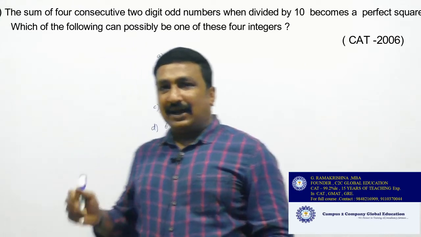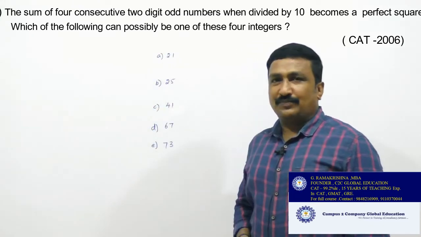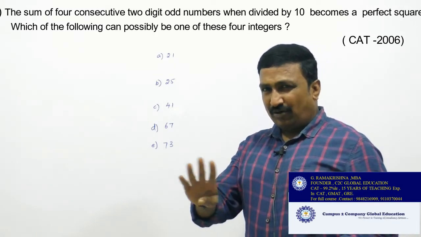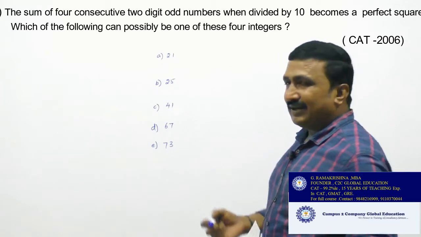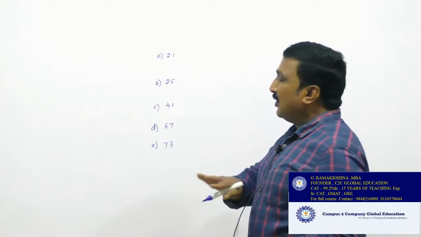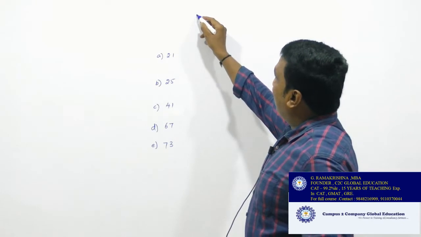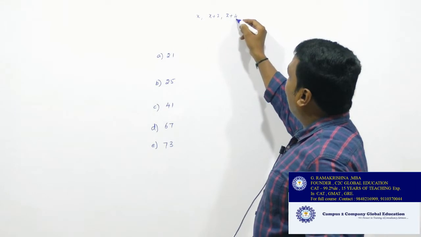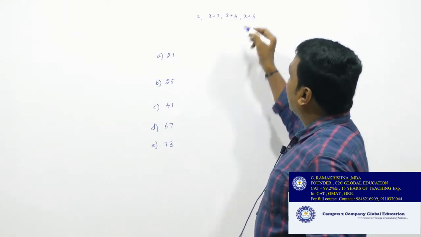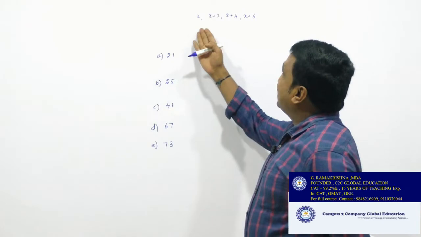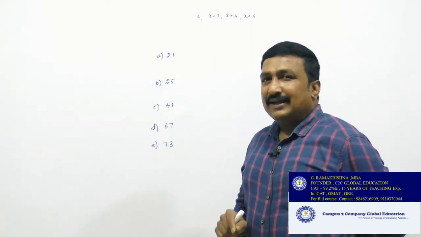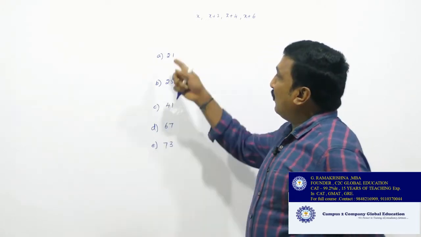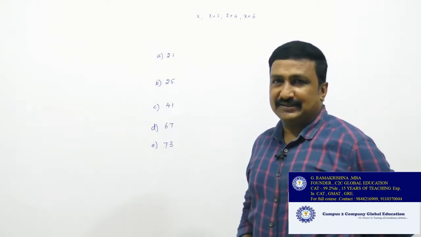In this case, I am going to solve by using the options. Right friends? So here they gave 4 consecutive 2-digit odd integers. So whenever it is 2-digit or 3-digit or 4-digit, 4 consecutive odd integers we can take x, x plus 2, x plus 4, x plus 6. Okay now friends? When you are adding the sum of these 4 integers and the sum is divided by 10, the result is a perfect square. We have to find out which of the following is one of the 4 integers.